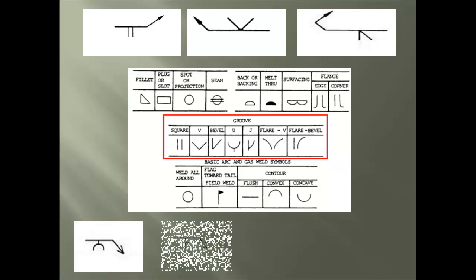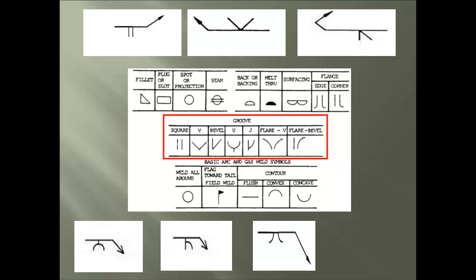The next two symbols, the U and J, need some type of preparation from a source like a grinder, torch, or air carbon gouging process. And finishing this group are the flare V and flare bevel, which are similar to the edge and corner flange we saw earlier.